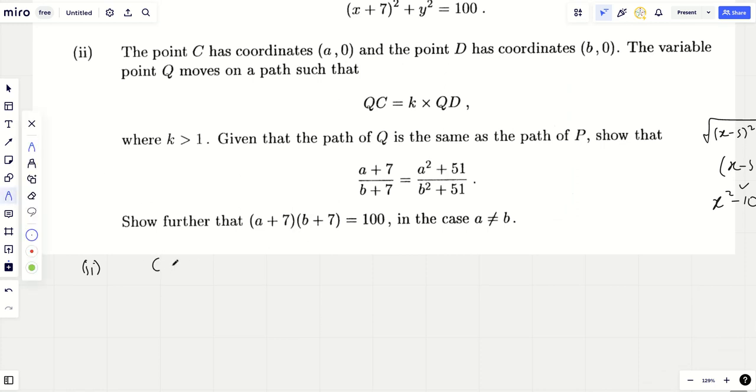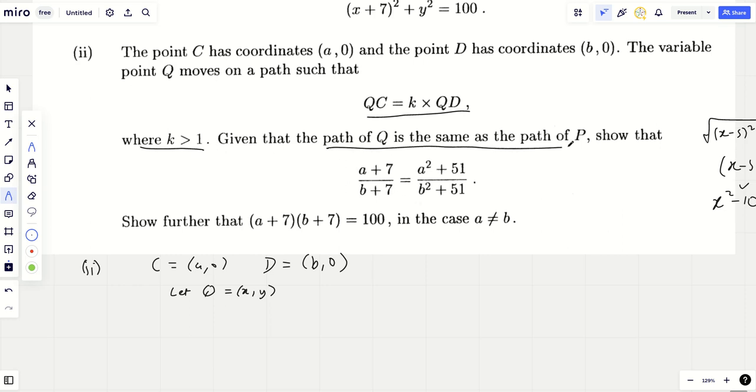So C is (a, 0), and D is (b, 0), and Q is a point (x, y). Let Q equal (x, y). And then it tells me the variable Q moves on this path, where k is bigger than 1, and then it tells you, given that the path of Q is the same as the path of P.